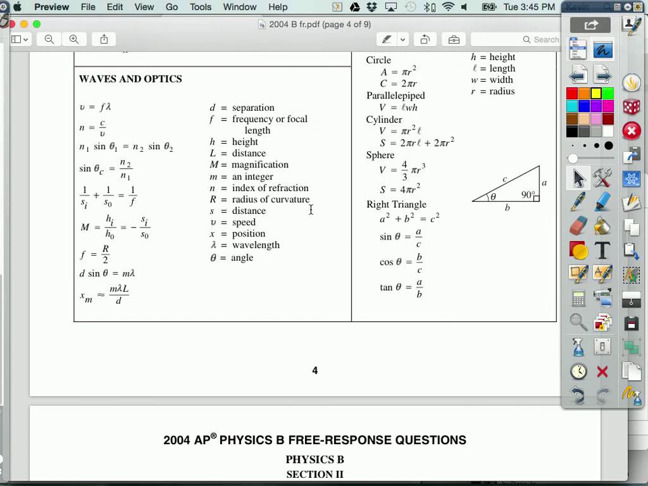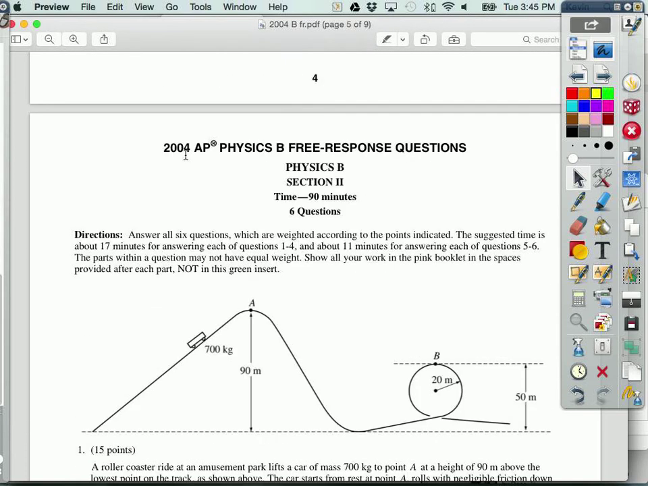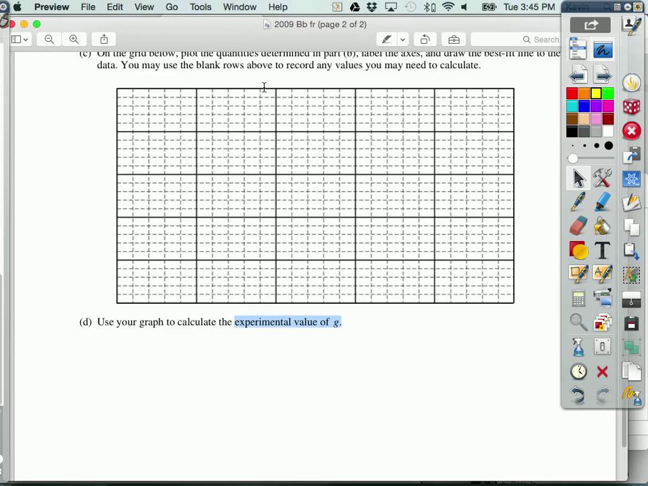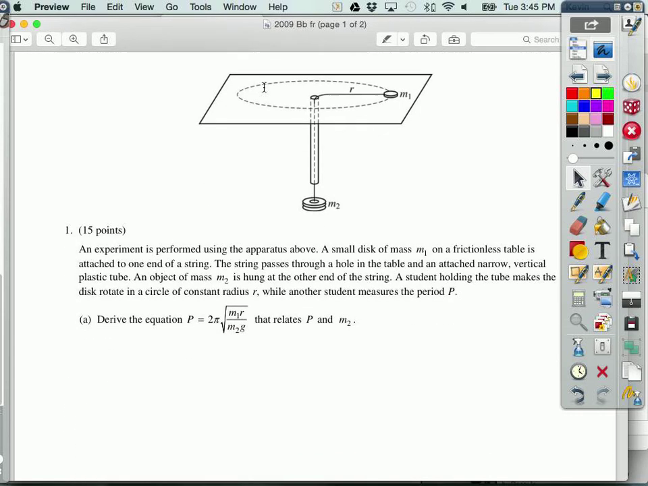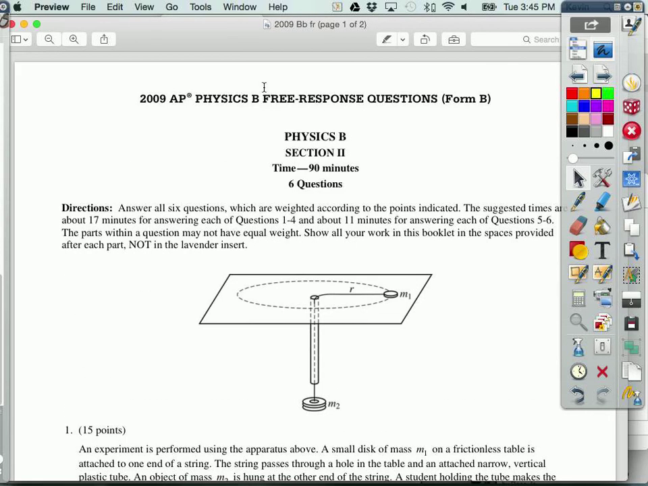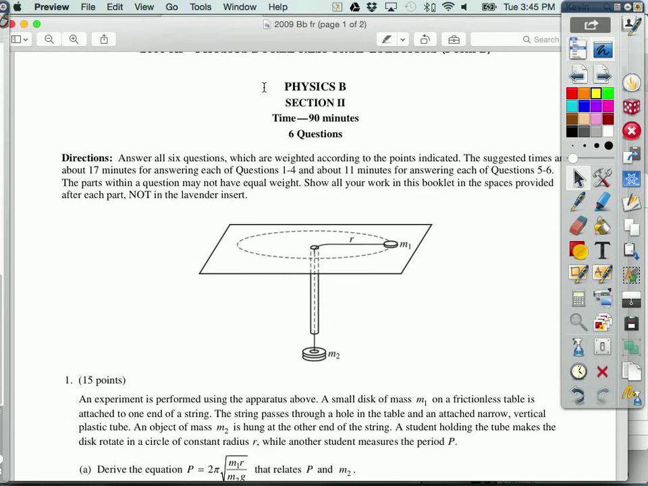Remember that this is 2004. The first problem was 2009, right there. And both of these are online, and you can ask me any questions.